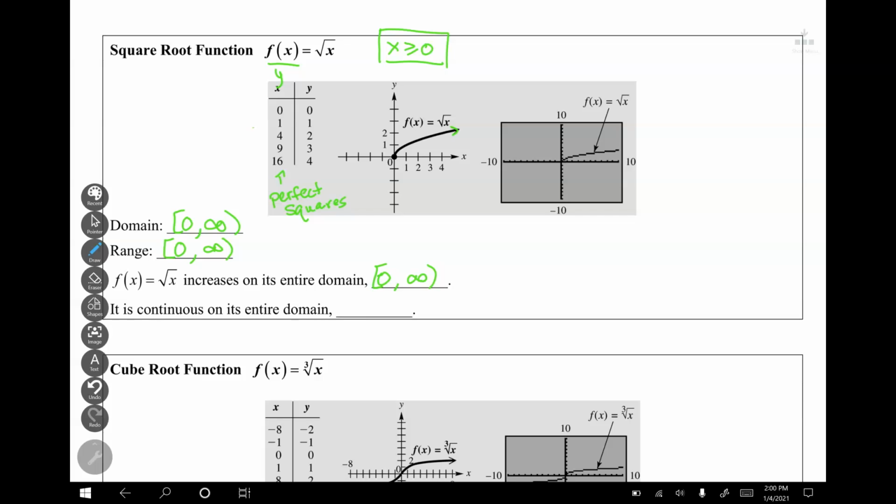And it's continuous on its entire domain as well. It starts here, but it actually never stops as you keep moving on. So you will not need to pick up your pencil in order to graph that function.